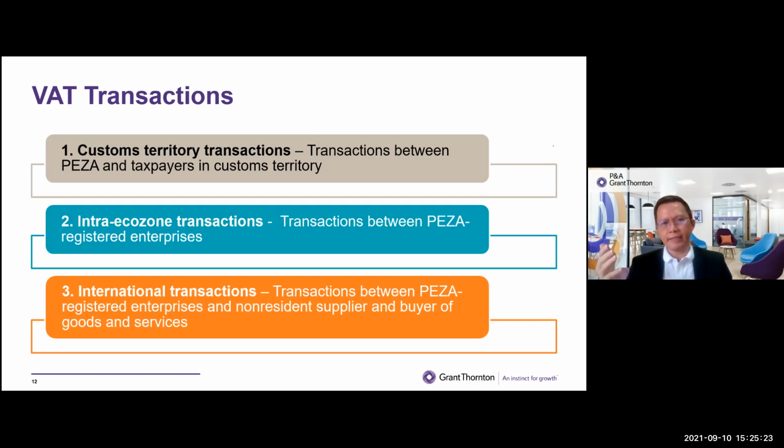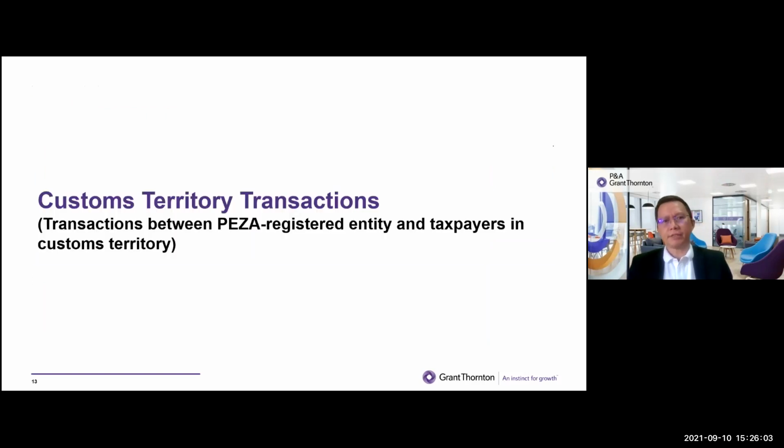Another type of transaction is intra-ecozone transactions. What is this? It's transactions between PEZA registered enterprises. So you are selling your services to another PEZA entity, or you are buying services or goods from another PEZA entity. That's what we call intra-ecozone transactions. The third one is international transactions. From the word international, basically it's a transaction between a PEZA entity and a non-resident supplier outside the Philippines. That's what we call international transactions.